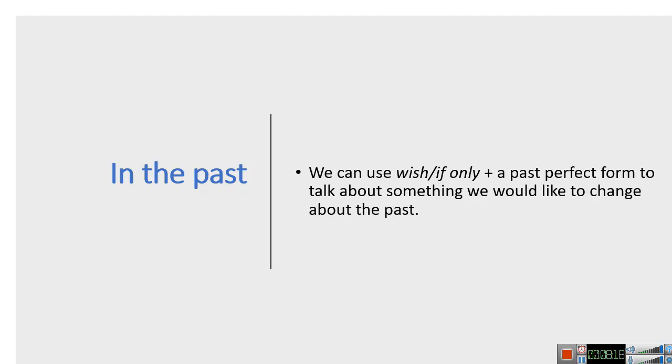Okay, now we're gonna talk about how we can talk about a past desire. That's right here, past desire. So we can use wish and if only plus a past perfect form to talk about something we would like to change about the past. So if we want to change something in the past, we say that's a past desire.